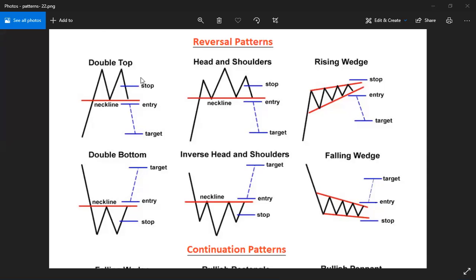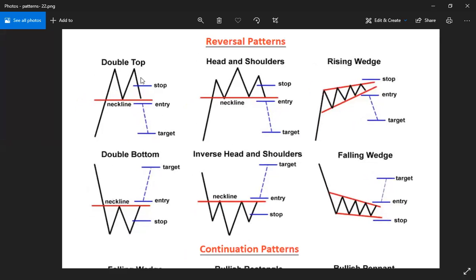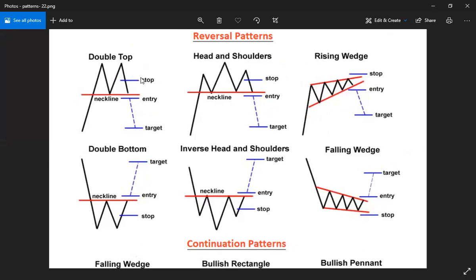Now, I talked about the first one, which is the double top. The double top, like I said, is a chart pattern that occurs in an uptrend. And when you see it in an uptrend, it's a sign that the uptrend is about to end. I repeat that again: when you see this chart pattern, it's a sign that the uptrend is about to come to an end. You can see how the market is trending up and it gives you an M. So you need to look for these patterns and trade them.